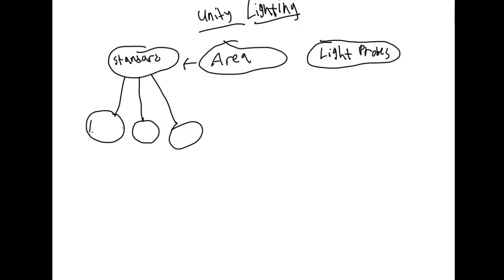So there's the directional light. Whoops. There's the point. And there's the spot. Now you could consider area as one of them because area is actually used in the standard lighting. Now the area light operates only in bake time. Baked environments. So if you've baked your map, then these lights will work.